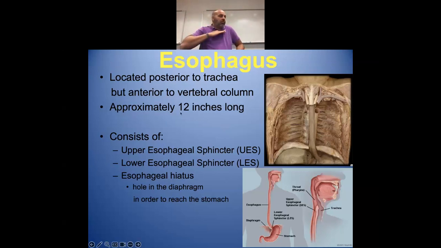Length of esophagus depends on the person, their height, the height of the thorax. It's going to be different. Upper esophageal sphincter, that would be at the top. Lower esophageal sphincter, right where we meet the stomach. And then hiatus.